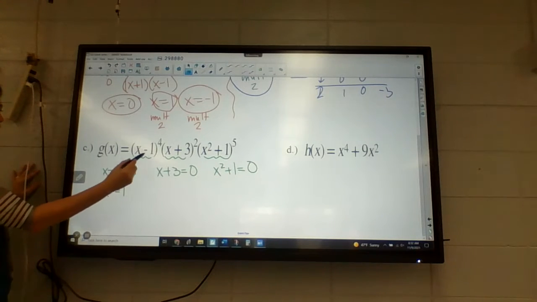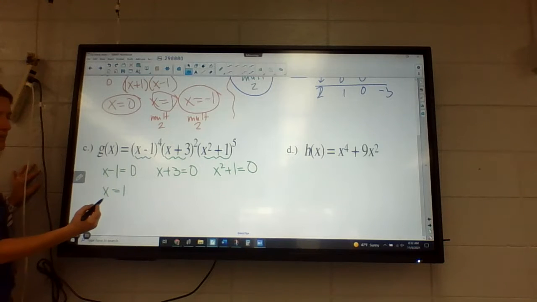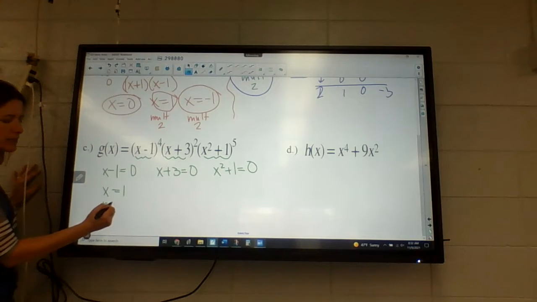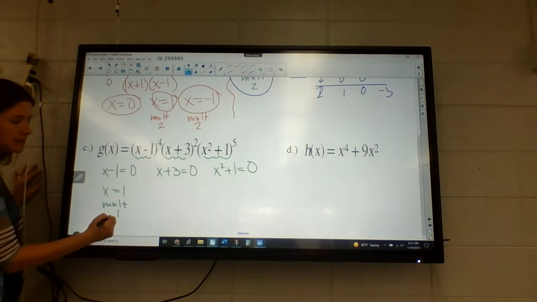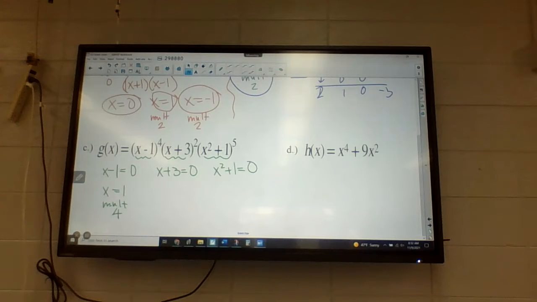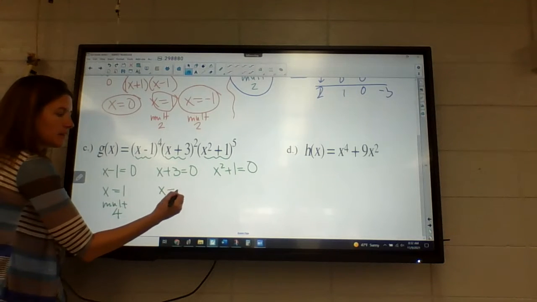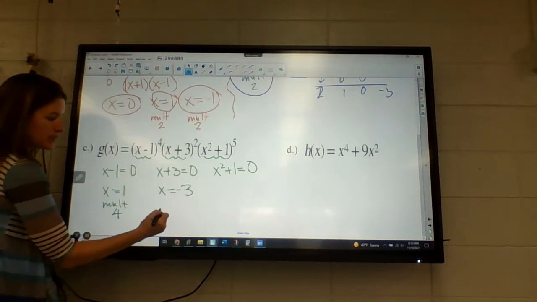All right, so this one, x minus 1 actually repeats. So x equals 1 repeats 4 times. So this one has a multiplicity of 4 because it would repeat 4 times because of that 4th power. This one, when I solve it, is going to repeat twice.